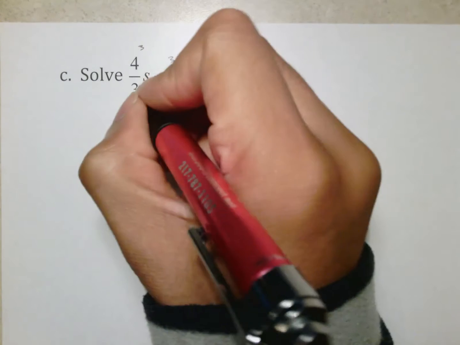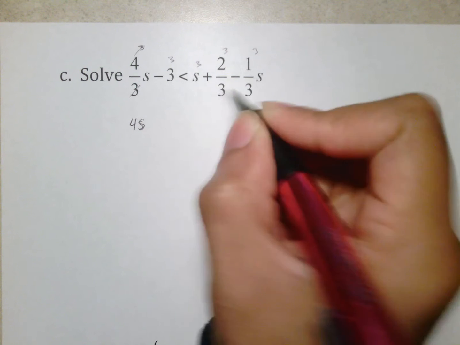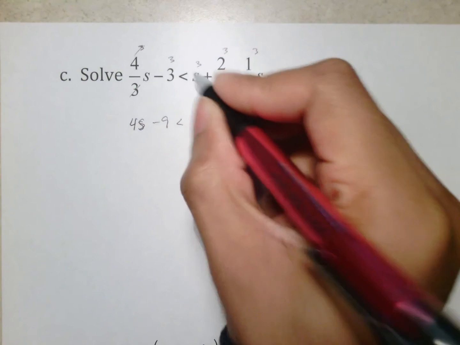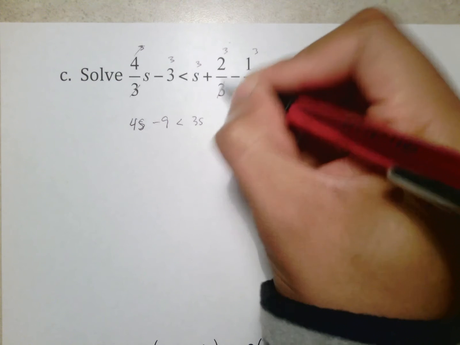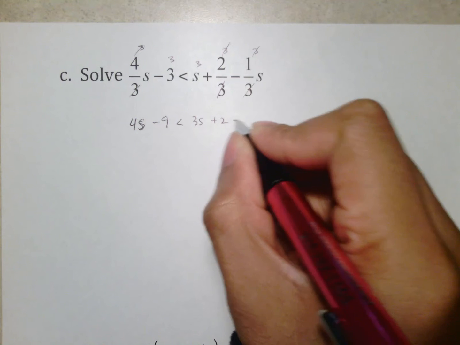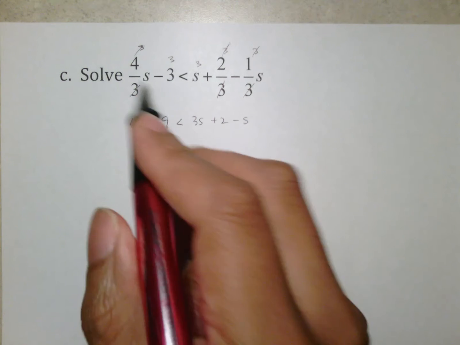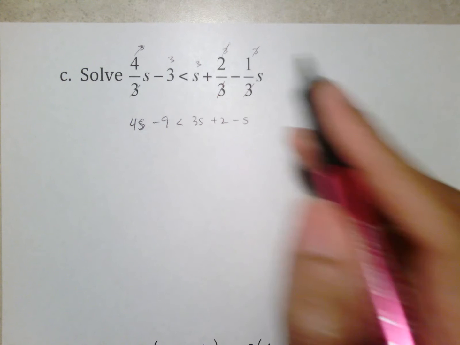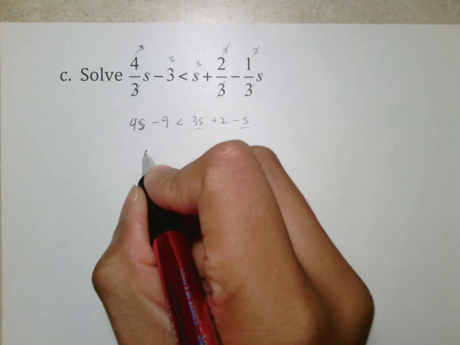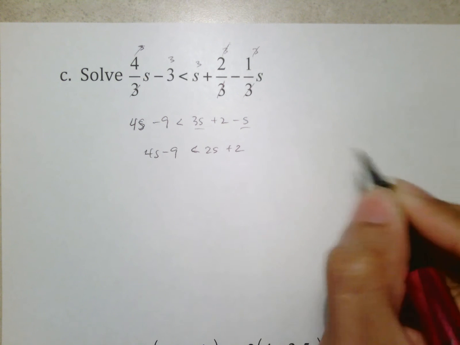And what that does for us is it cancels these 2 out, which gives us 4s. This turns into minus 9. Copy the sign. This turns into 3s. These 2 3's cancel, bringing down a plus 2. These 2 3's cancel, bringing down minus s. Again, that is a trick that we learned a long time ago, but you can actually apply it to bigger problems than this. Now you can simplify these 2 things here. 4s minus 9 therefore is less than 2s plus 2.